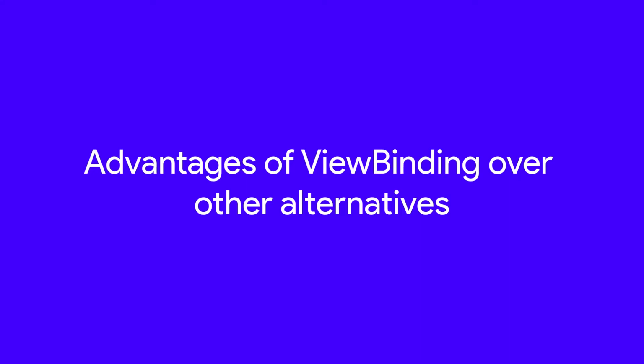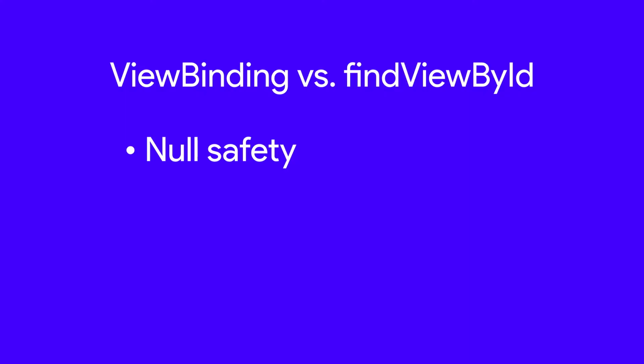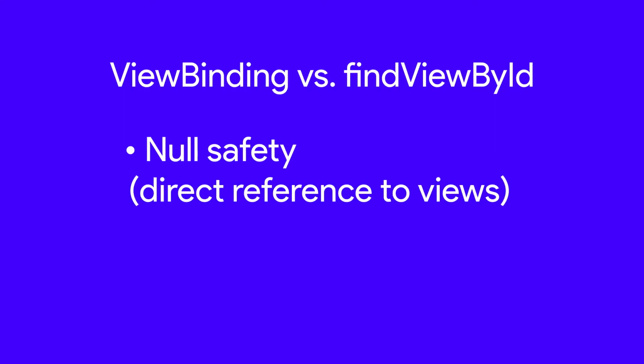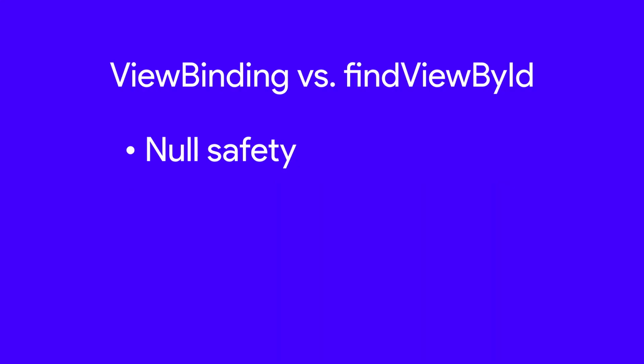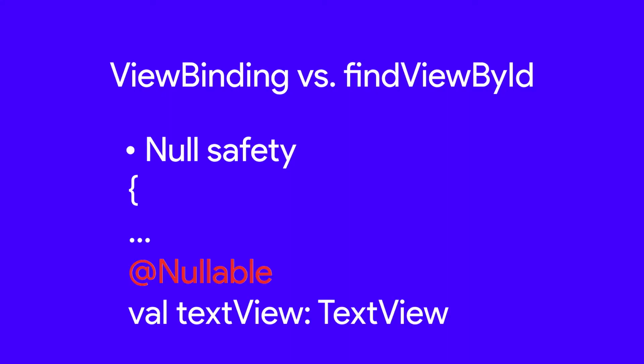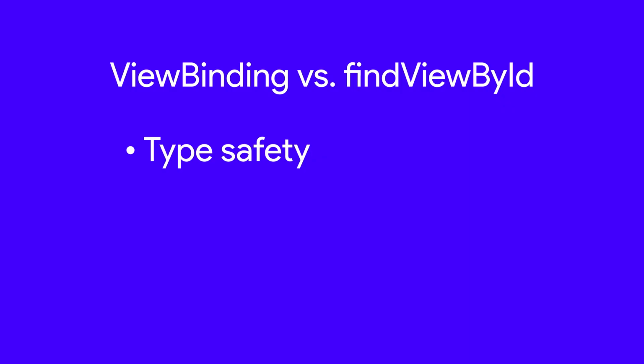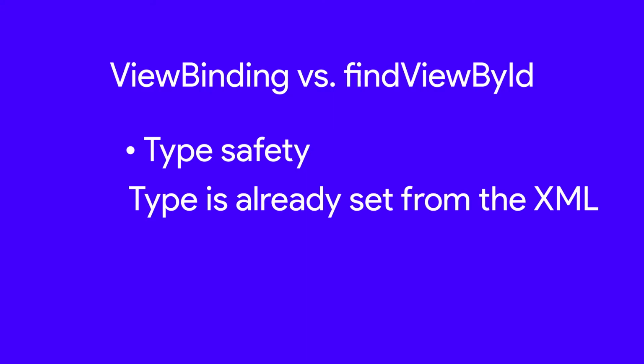So, as we head towards the end of the video, let's see what are the advantages of ViewBinding over other alternatives. So in comparison with find view by ID, ViewBinding provides null safety because ViewBinding creates direct references to the views, so there is no fear of providing any invalid ID and falling into null pointer exception. Even if some views are made so that they are present in certain configurations like landscape view, they are marked with @Nullable, which will force us to handle the nullability. Next is type safety. Since the fields in binding class have matching types from the view, hence there is no exception for class casting.